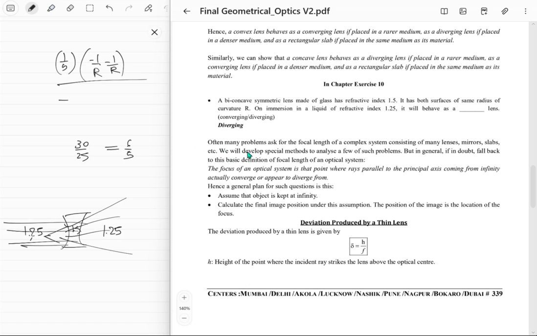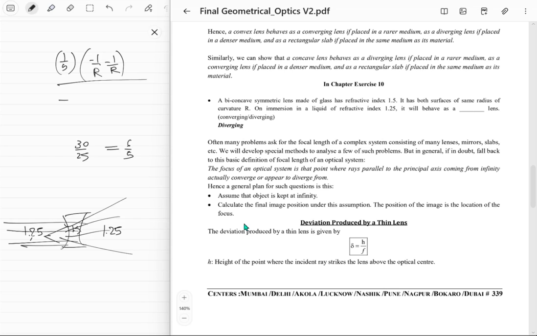Okay, so often problems may ask for the focal length of a complex system consisting of many lenses, mirrors, slabs, etc. We will develop such methods and analyze a few of such problems, but in general, if in doubt, fall back to the basics. The focus of an optical system is the point where rays parallel to the principal axis coming from infinity actually converge or appear to converge from. Hence a general plan for such questions: assume that the object is at infinity.